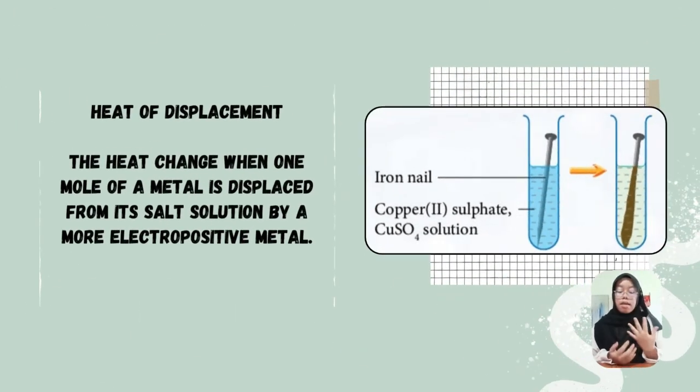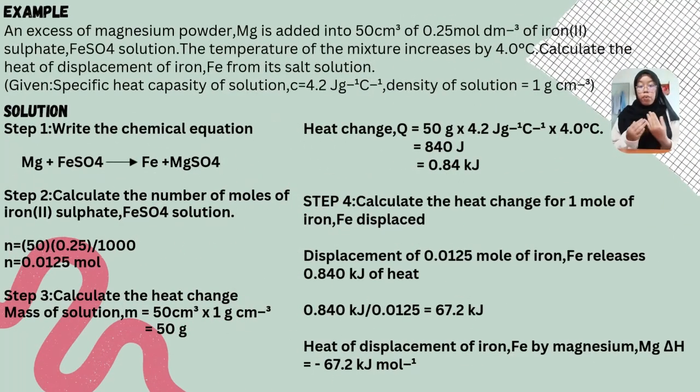Next, heat of displacement. What is the meaning of heat of displacement? The heat change when 1 mole of metal is displaced from its salt solution by a more electropositive metal. This is the example question of heat of displacement. The question asks for the heat of displacement of iron from its salt solution.